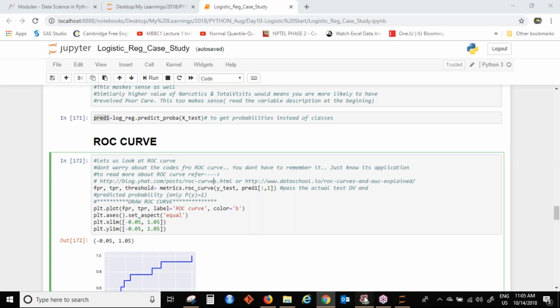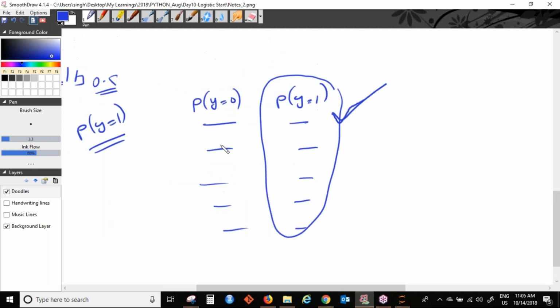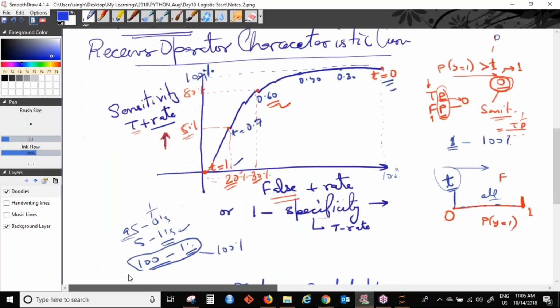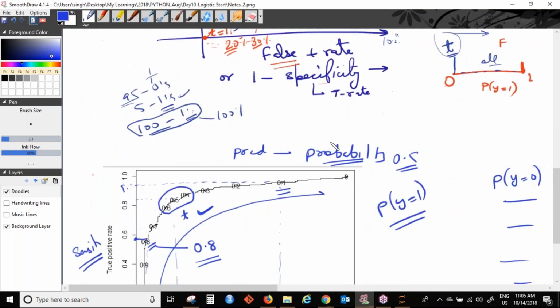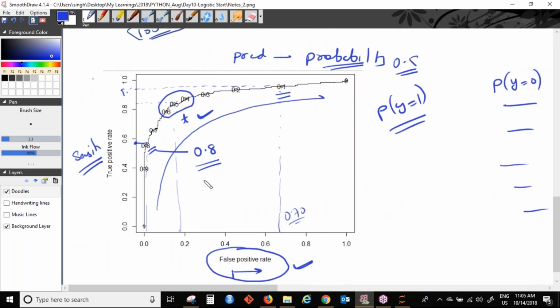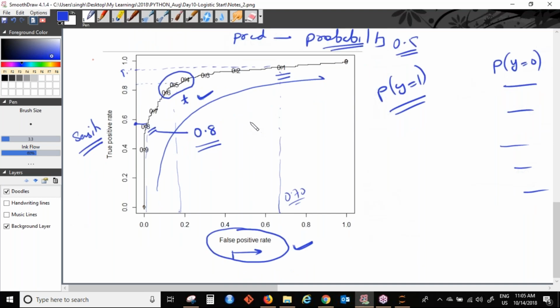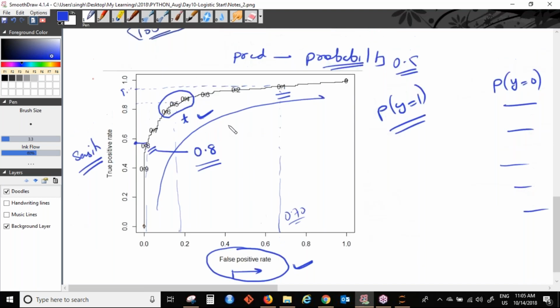Okay, so the code part is very easy. Just understand the concept: why do we need the ROC curve, and how do we interpret the different values in the ROC curve. That is what you should understand. This is very important from an interview perspective also.